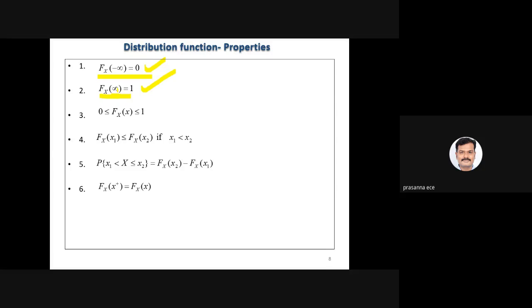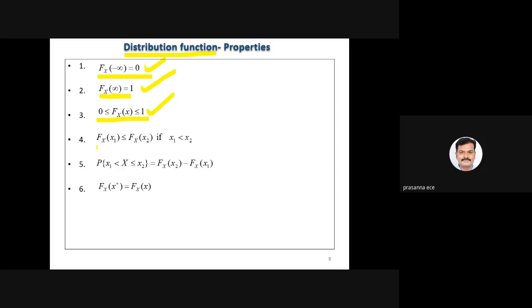So the distribution function takes a value of 1 at positive infinity of the random variable. And then, this is again a result of our basic probability axioms. The value of the distribution function will always be greater than or equal to 0 and less than or equal to 1. This is because all these are probabilities, right? The distribution function is also a kind of probability. It is the sum of all probabilities, so definitely its value will be within 0 and 1. That is the third property.